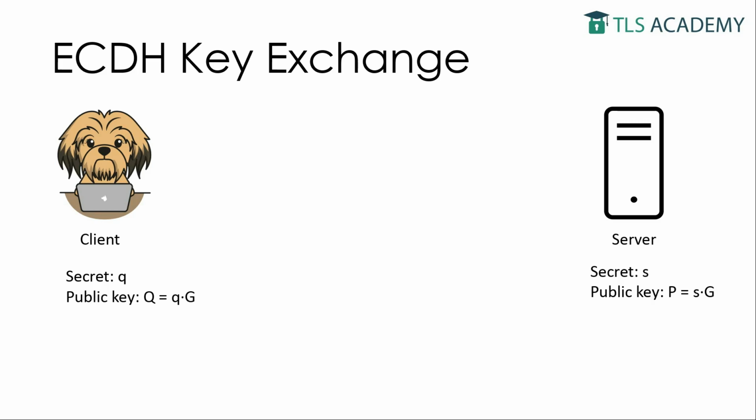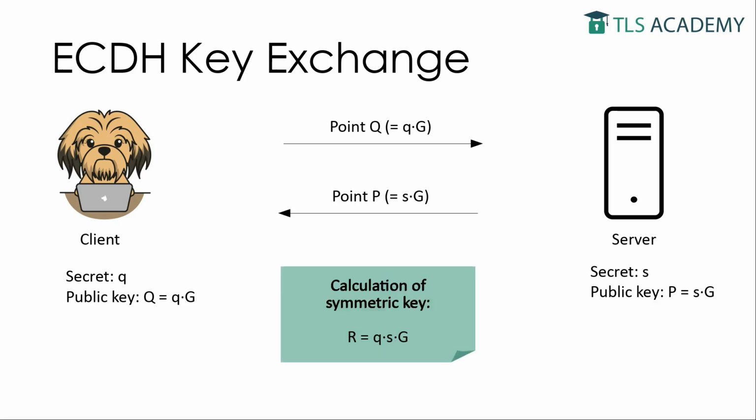In order to establish the common secret key, the client now sends its public key, that is the point Q, to the server, and the server sends its own public key, the point P, to the client. Having received the public key of each other, client and server can now calculate their common secret symmetric key by multiplying the received public key with their own secret number. For example, the client has received P, which is S times G, and multiplies this point with its own secret number Q. This results in a symmetric key R, which is again another point on the curve.